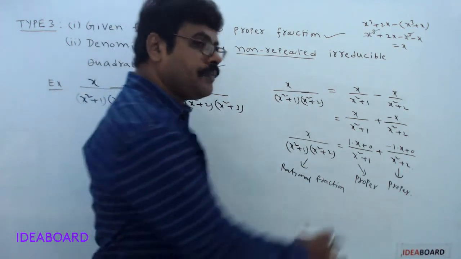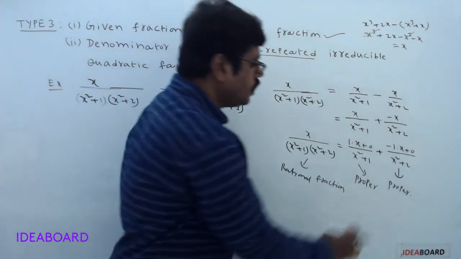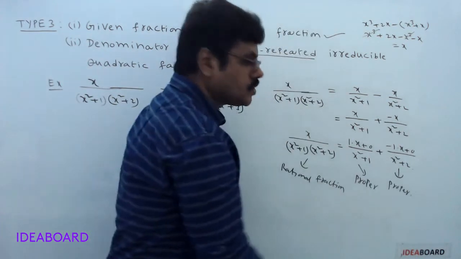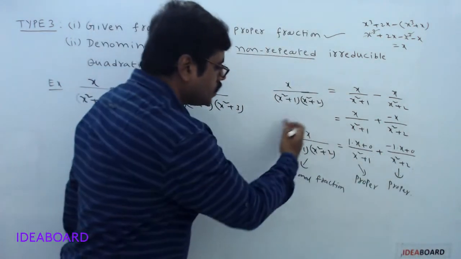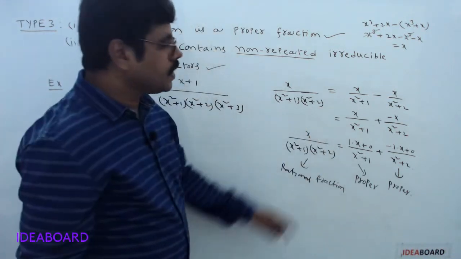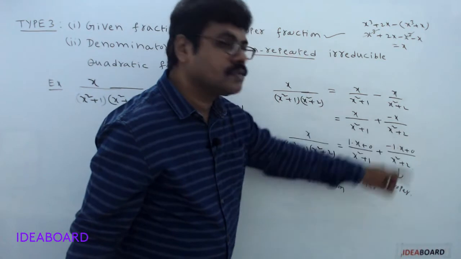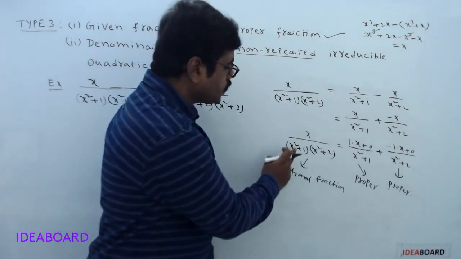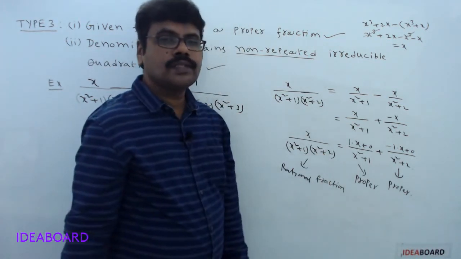Now here, (1 into x plus 0) divided by x square plus 1 and (minus 1 into x plus 0) divided by x square plus 2 are called partial fractions of this rational fraction. This x divided by x square plus 1 minus x divided by x square plus 2 are called partial fractions of x divided by (x square plus 1) into (x square plus 2).